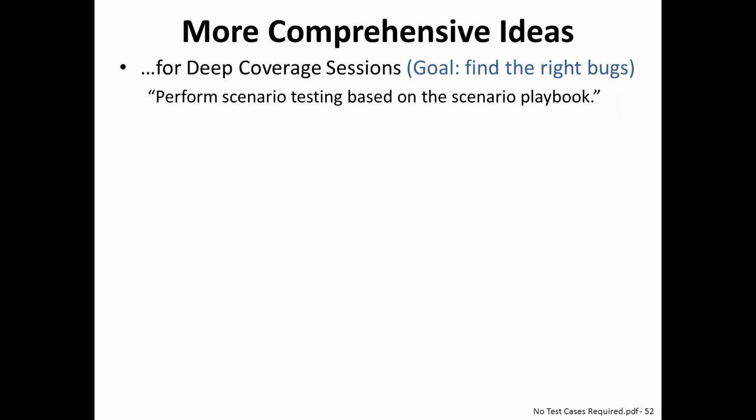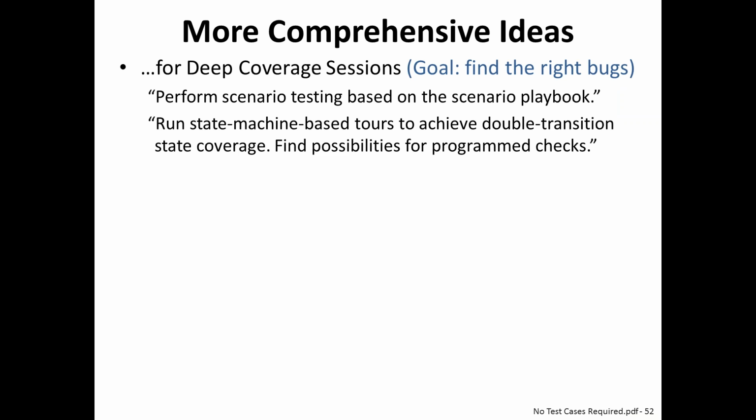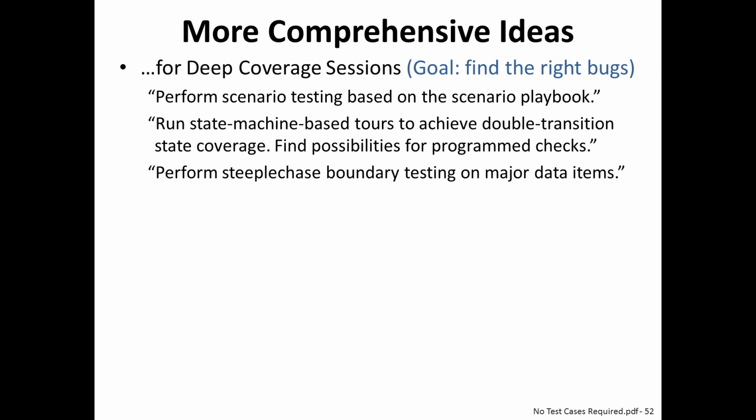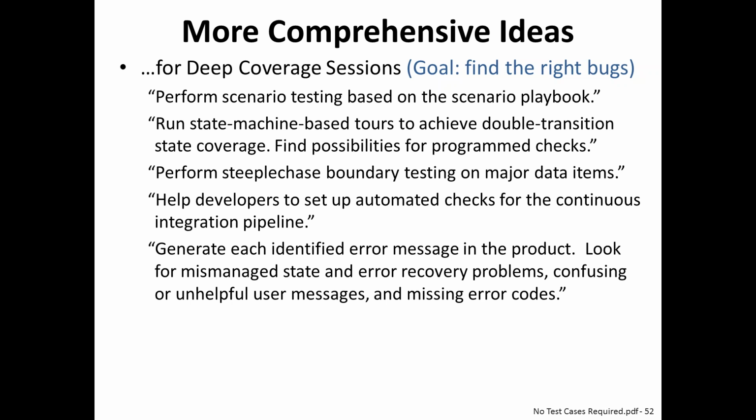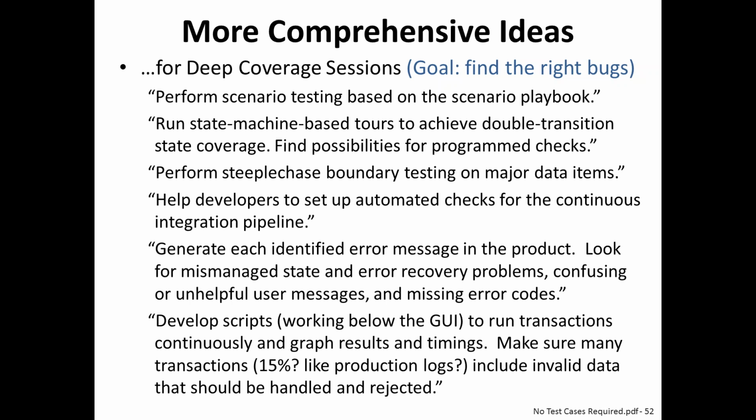So we get more comprehensive ideas for deep coverage, and we might develop scenario playbooks, lists of scenarios and ideas for that. We might run tours based on state machines that were generated by our state model tool. We might analyze the data and see how it gets transformed cradle to grave through the product. We can help the developers to set up automated checks for coverage of stuff that's happening at build time, so we can identify checkable regressions.